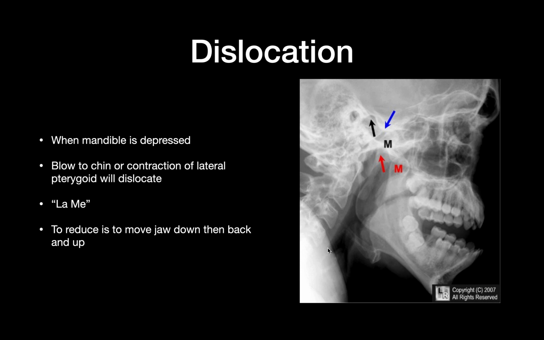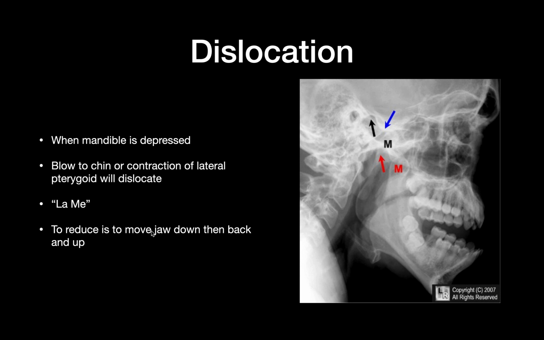I remember what muscles are involved by the word "lame." So if you say "la," that would be the lateral pterygoid, involved to open the jaw. And when you say "me" of "lame," your jaw will elevate to close, and that would be the medial pterygoid.